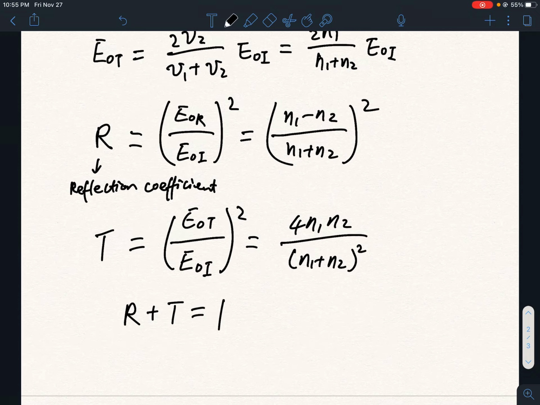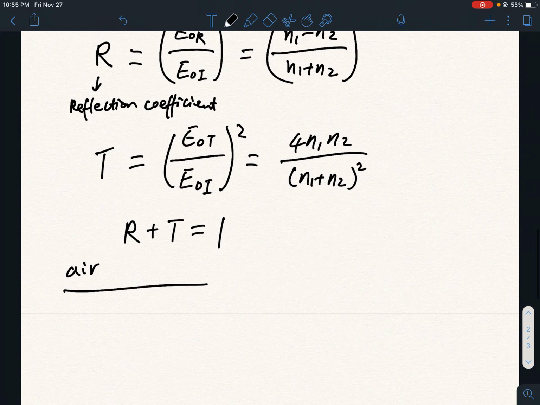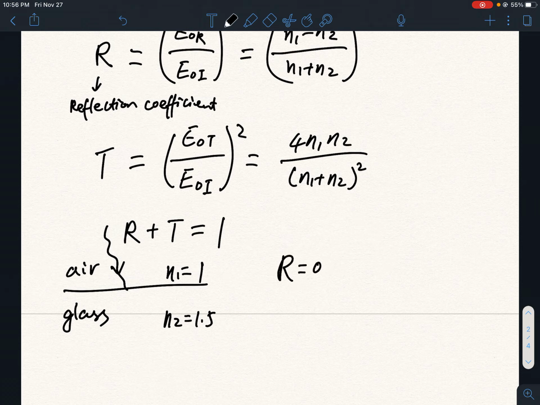Let us consider light passing from air into glass. N1 is roughly 1 here, and N2 is 1.5. If we have light coming from the air and shining on the surface of the glass, you'll find that R is 0.04 and T is 0.96.